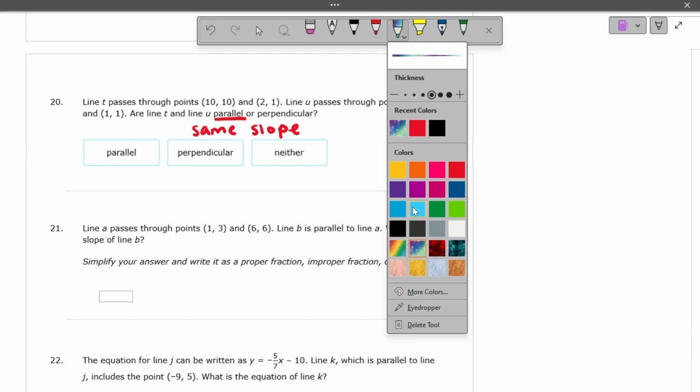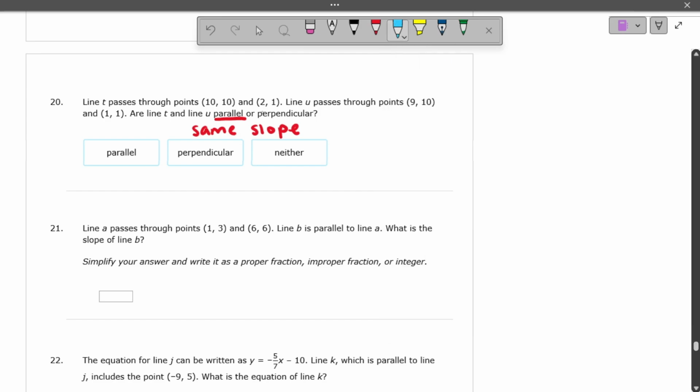Let's see, let's change this color over to blue here. And if a line is perpendicular, that would mean we have, well, different slopes I was starting to write, but not just different slopes. Our slopes are opposite reciprocals.